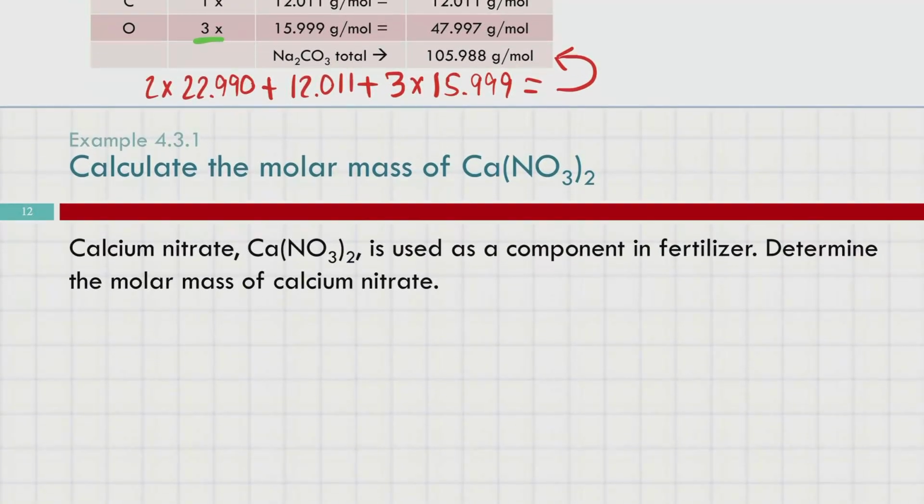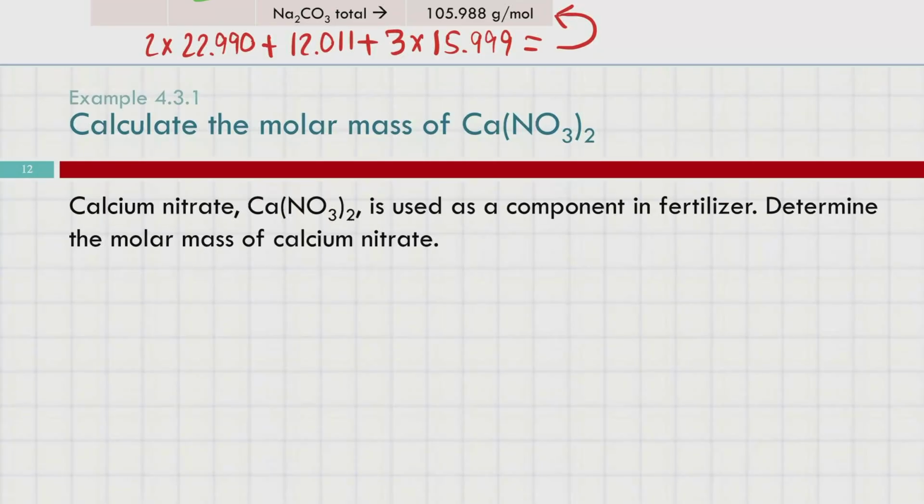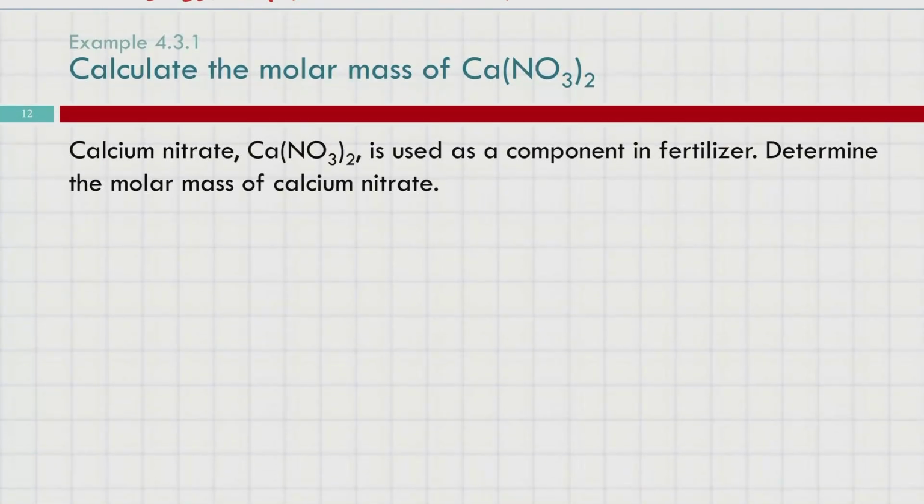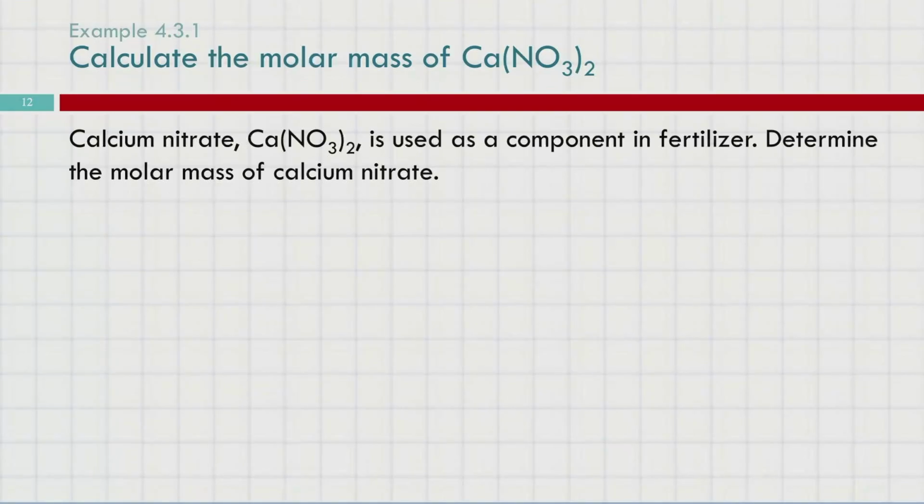A similar related compound is calcium nitrate, Ca(NO3)2. This is a component in fertilizer. Determine the molar mass of calcium nitrate. So we've got Ca(NO3)2. We want the molar mass of that whole thing.